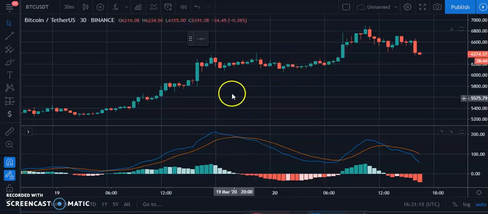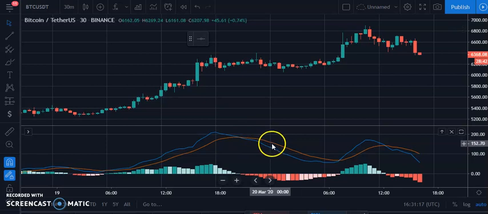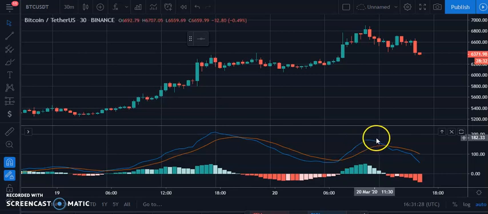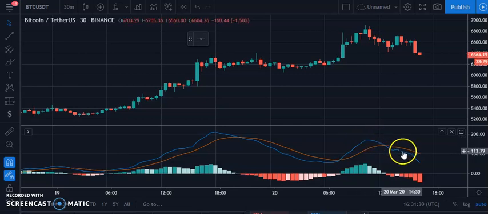Price kept on falling, kept on going down until it got to this very place where the MACD line again crosses above the signal line, and here would have been the appropriate time for you to enter. So until it got to this very place, price had been falling.